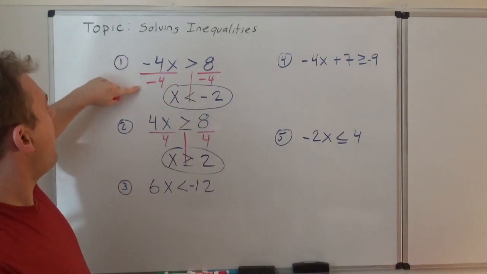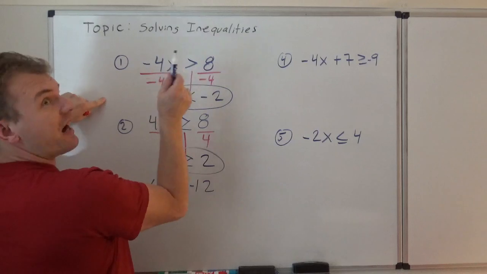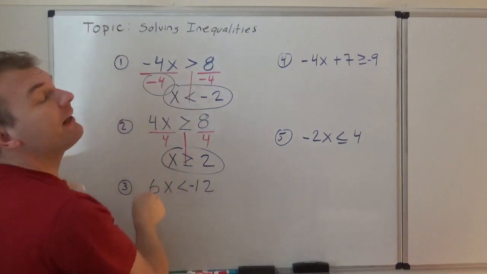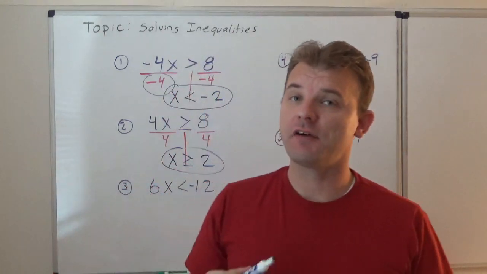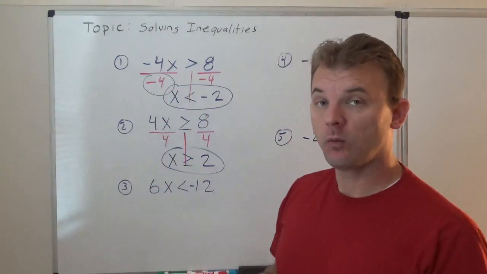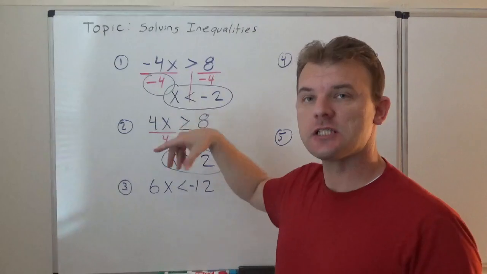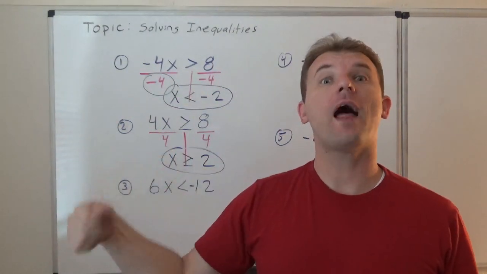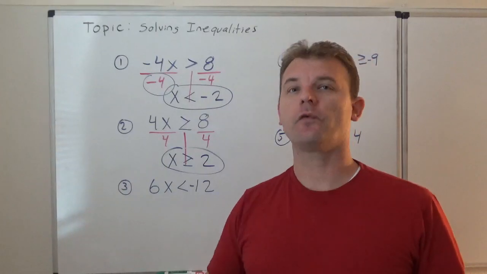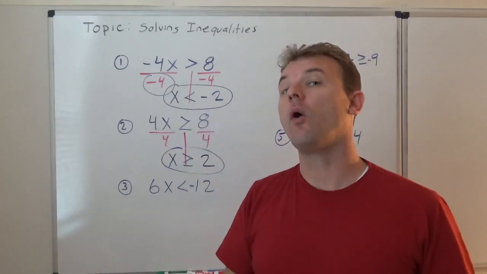But we divided by a negative number. When you multiply or divide by a negative number in the inequality, it changes the direction. And I will prove that later. But I just want to go through a few problems to get this going in your head again.